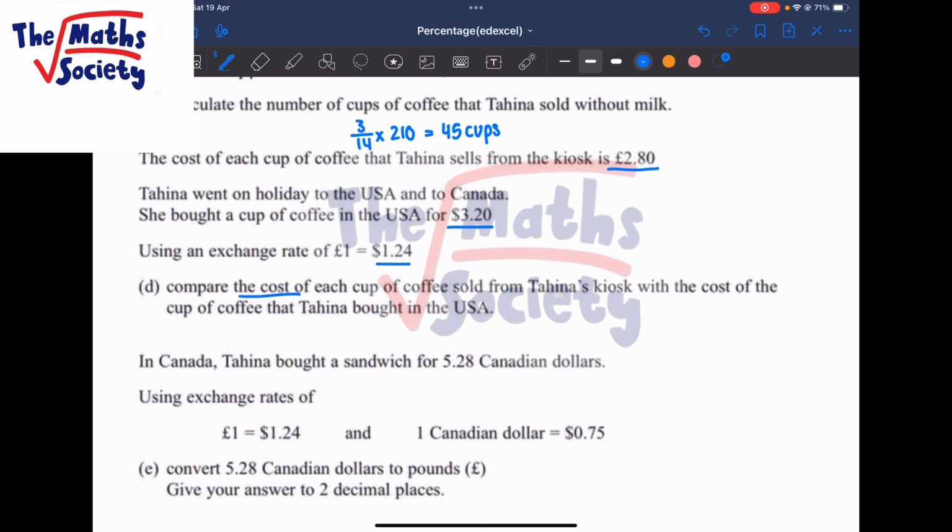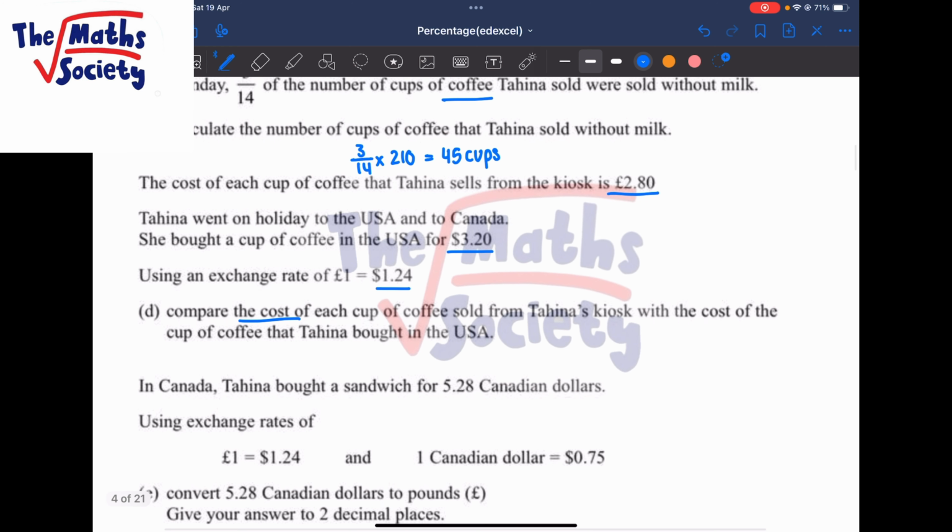You need to compare the cost of each with the cost of coffee that she bought from the US, the one from her kiosk. So we can try to find the kiosk first. We're going to change it to dollars. So that would be the one from the kiosk, is 2.80 multiply 1.24, because we know that £1 is $1.24. So that will give you 3.472.